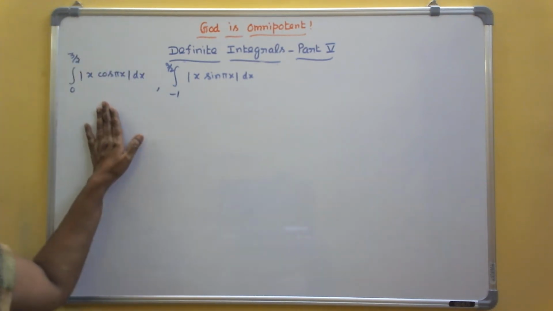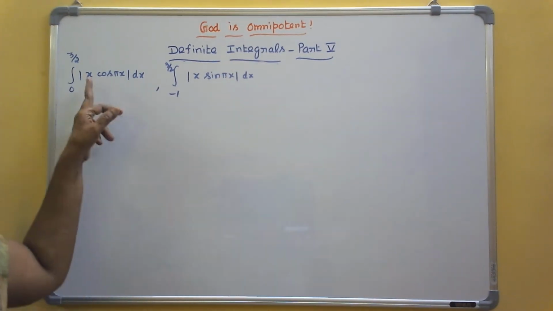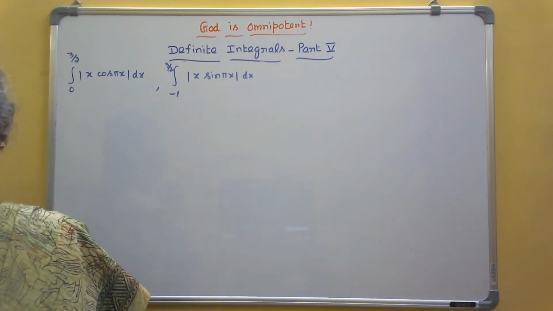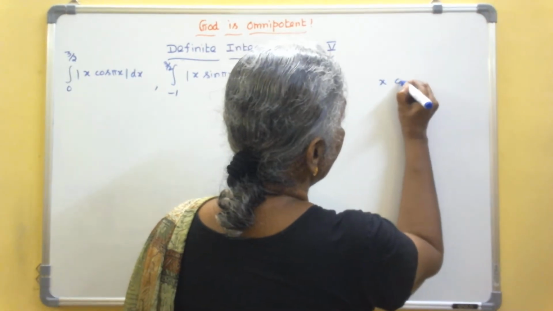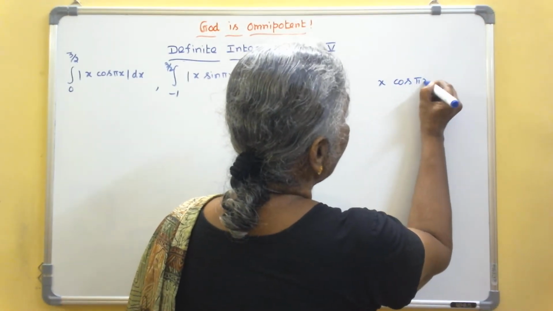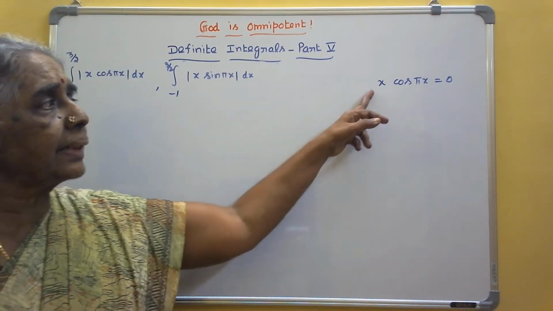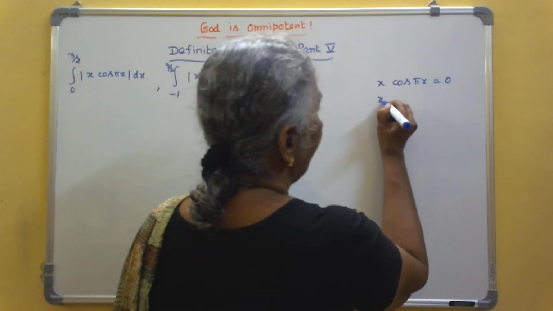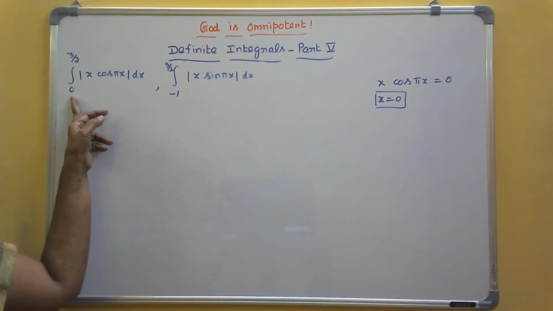I will do this one, then you are going to do the other one, right? So now, within modulus, you are having x cos pi x. As usual, let us equate that. That is x cos pi x is equal to 0. X can be 0, that is one possible solution. So we can take x is equal to 0. That coincides with the lower limit.